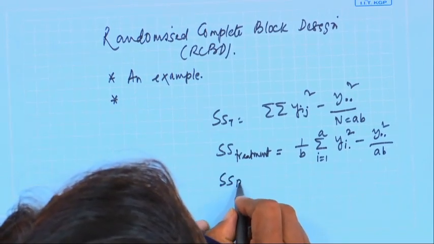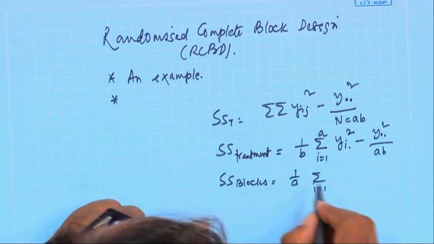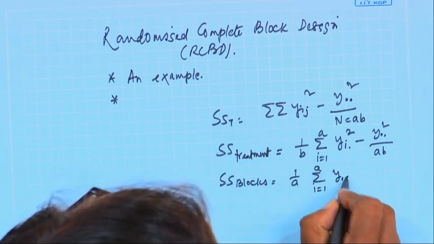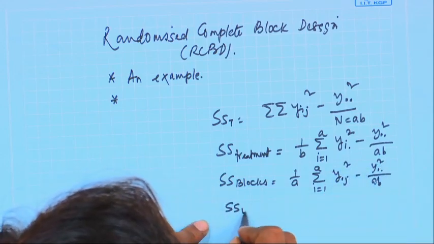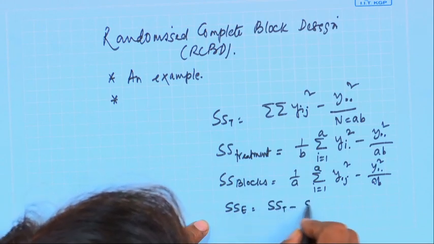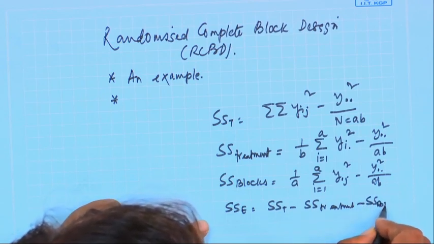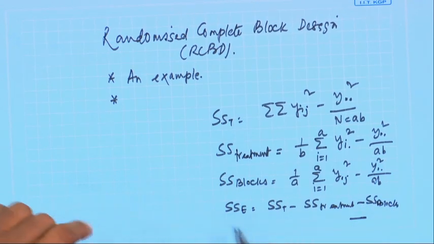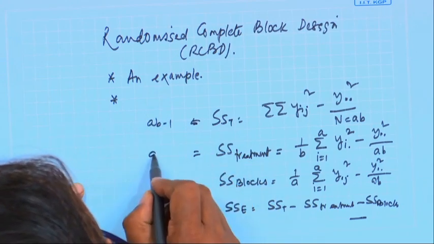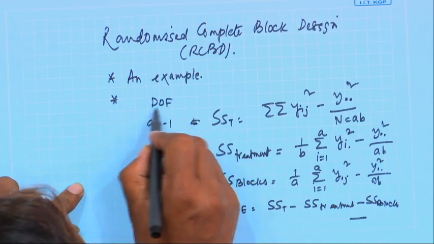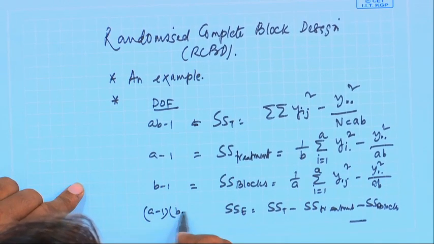Similarly, SS block we got as 1 by a times the sum over j of y dot j square minus y double dot square by ab, and SSE will be SST minus SS treatment minus SS blocks. The degrees of freedom (DOF) for these are ab minus 1 for total, a minus 1 for treatment, b minus 1 for blocks, and a minus 1 times b minus 1 for error.